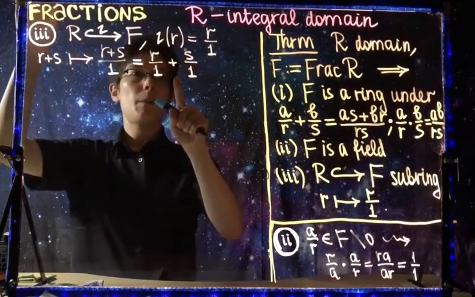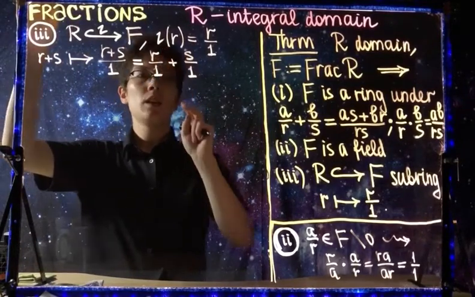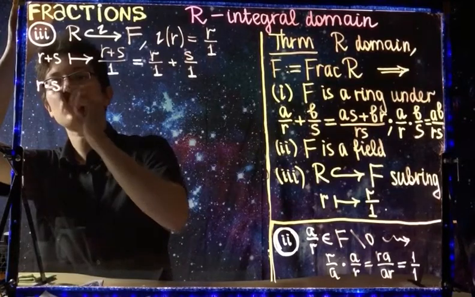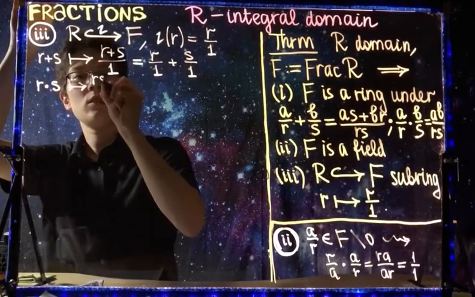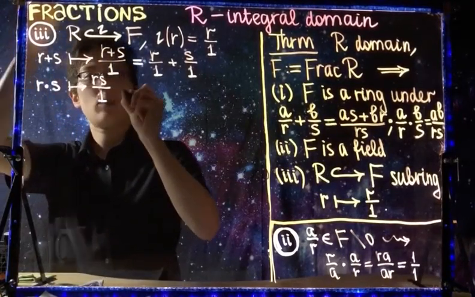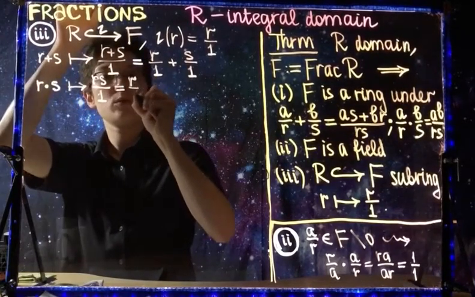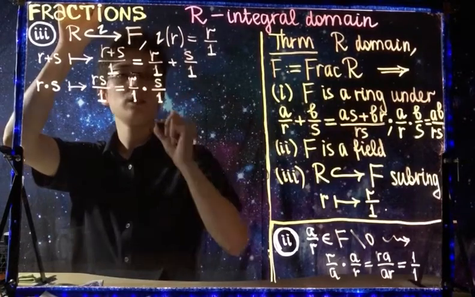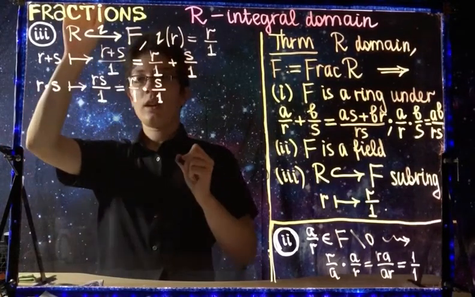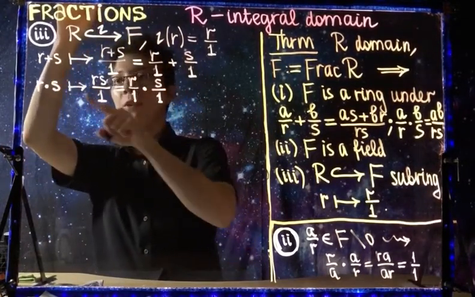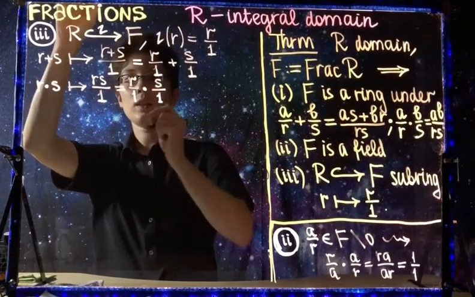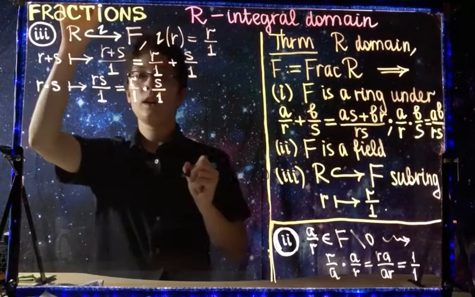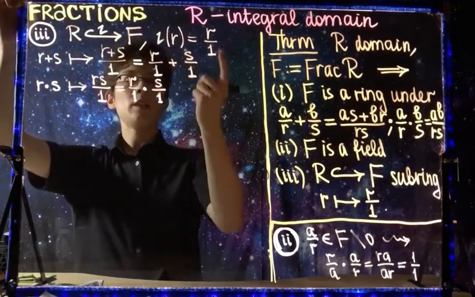So this map is additive. Further, if we have a product of R and S, it goes to RS divided by 1, which is equal to R over 1 times S over 1. And we see that iota of RS is equal to iota of R multiplied by iota of S. So iota is a homomorphism.